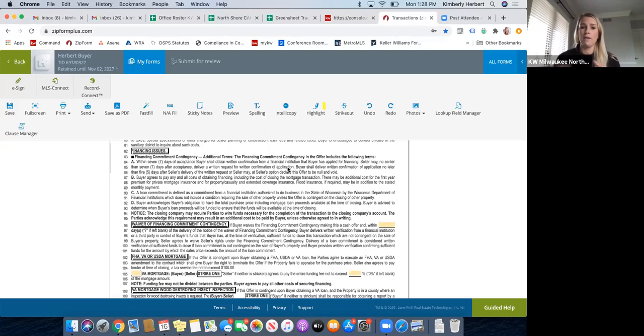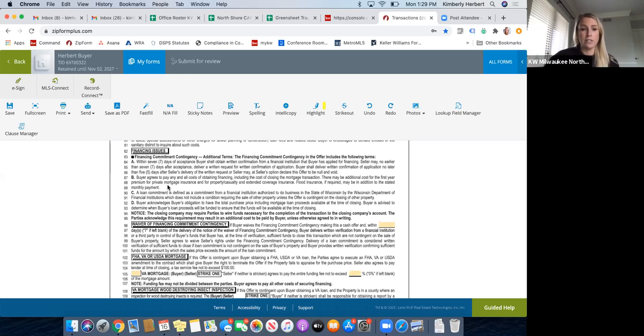Obviously the financing commitment contingency is one of the last contingencies to be satisfied. So by providing this documentation to the seller, it just shows good faith that, yep, buyer is moving forward with their contractual obligations. They have applied for financing. They're working towards providing you a loan commitment. So it's just a nice way to keep both parties on the same page to work towards that successful closing.